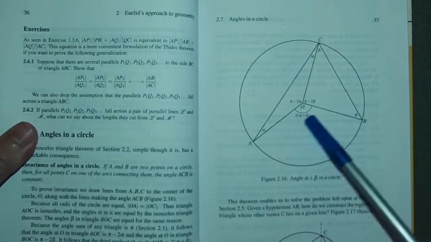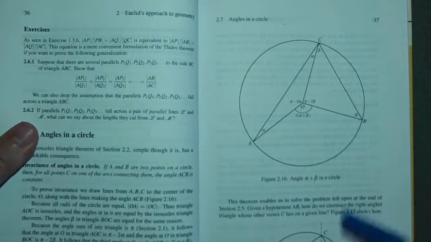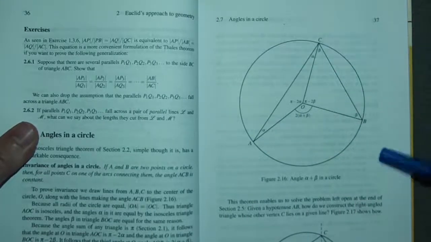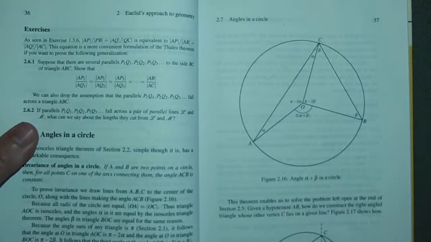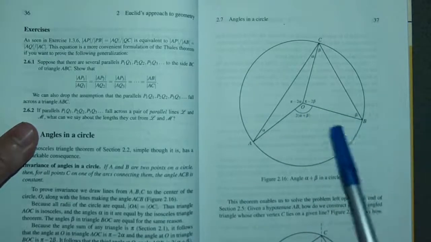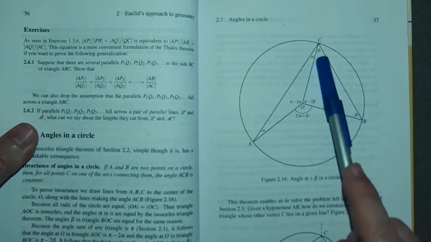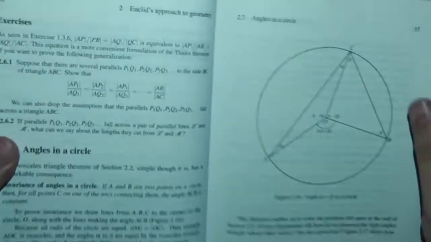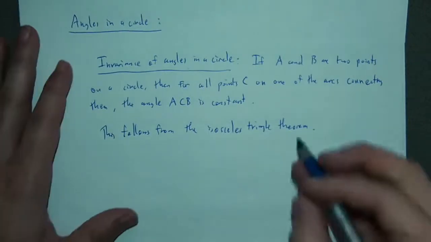But this angle, 2 times alpha plus beta, is constant. This diagram, it doesn't matter where I put C, this angle is always 2 times alpha plus beta. So if that's constant, then alpha plus beta has to be constant. But alpha plus beta is the angle at C. And that's it.